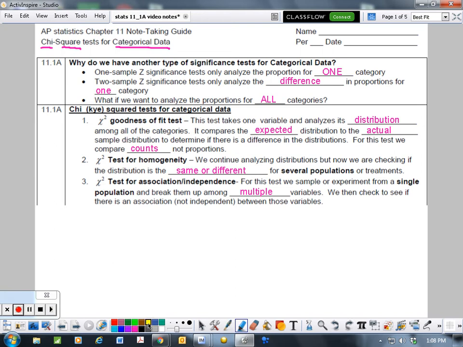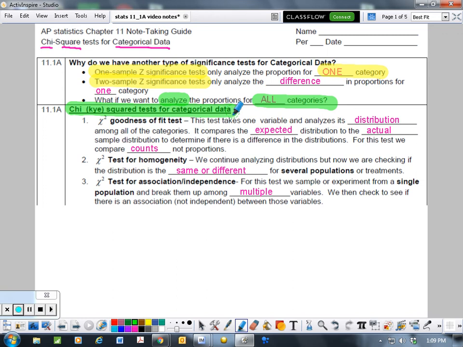So right now we have a one sample Z significance test. That does categorical data, but all we're really doing is looking at the proportion for one category. Then we have a 2 sample Z significance test, which analyzes the difference in proportions for one category. But what happens if we want to analyze all categories? And that's when we get to the chi-squared test for categorical data.